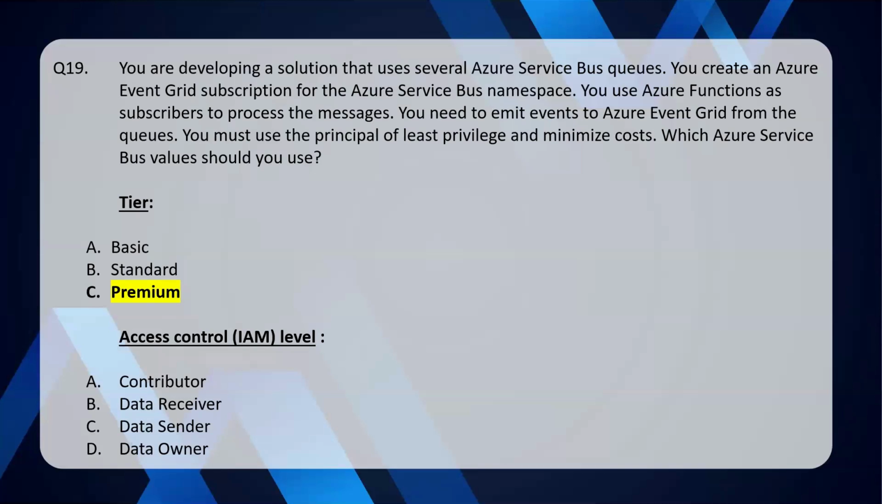And your options are contributor, data receiver, data sender, and data owner. You will have to provide contributor access in this case. Data receiver is for receiving data or messages. Data owner role grants full access to data operations, and data sender allows to send events to Event Grid, which should do the job. However, here Service Bus itself is the publisher and Event Grid requires contributor on the Event Grid topic, so Service Bus can publish to it.